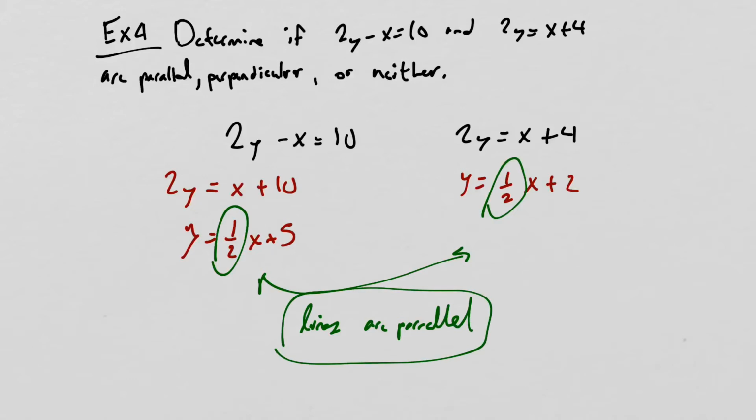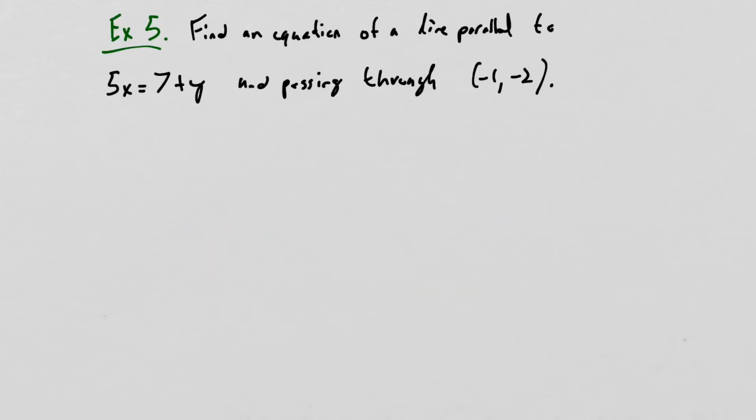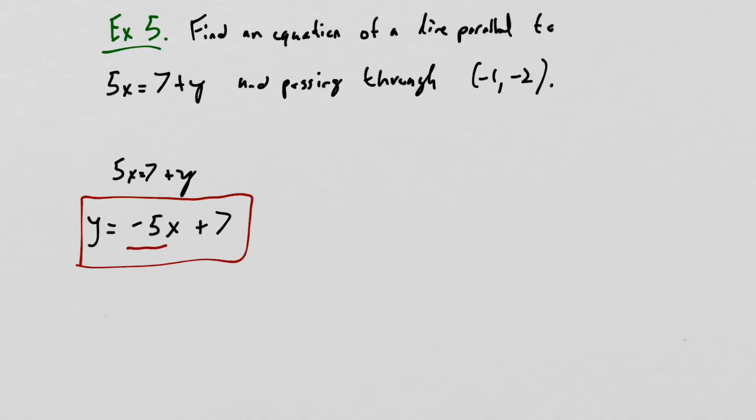In the next example, let's find an equation of a line that's parallel to the given line. Again, we're given a line already, 5x is equal to 7 plus y. We can go ahead and solve this for y and put this into slope-intercept form. By doing so, we've already found the slope of the line that we're looking for. So a parallel line will also have the slope m is equal to negative 5. And this means that a parallel line will have the equation of the form y is equal to negative 5x plus b.